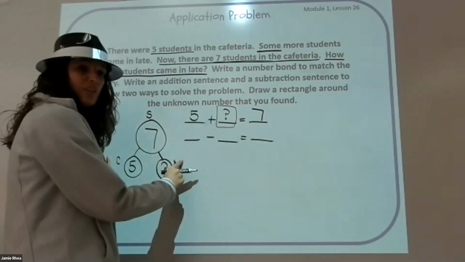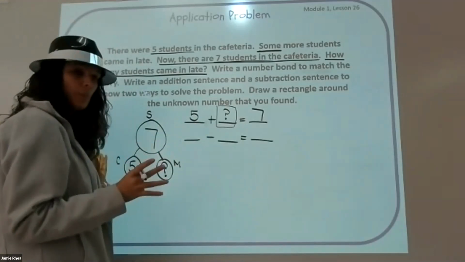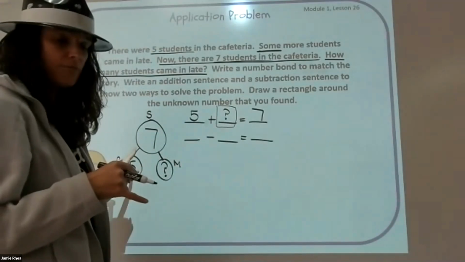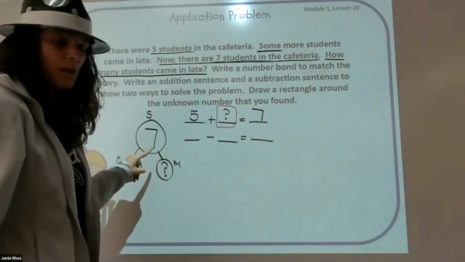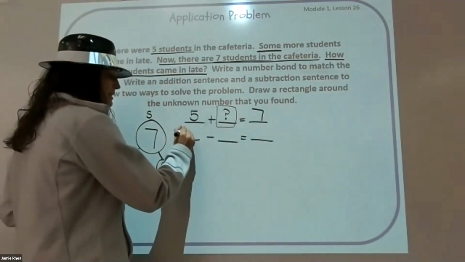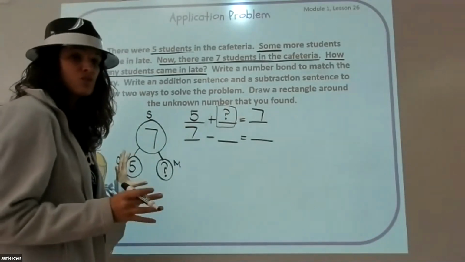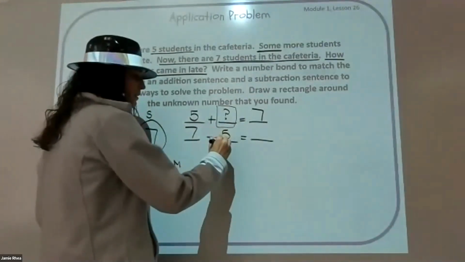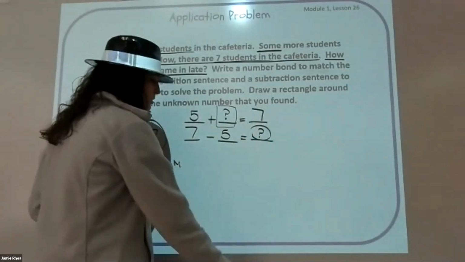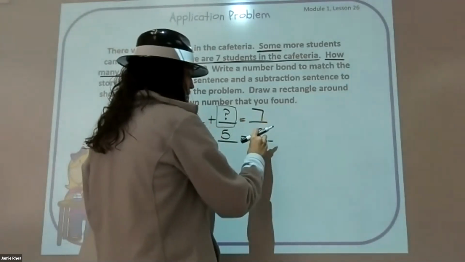Now let's go ahead and fill in our subtraction sentence with what we do know. Remember, with a subtraction sentence, you start with your biggest number that you have. So looking at my numbers here, the biggest number I have is my 7 in my total. So I'm going to say 7 students were in the cafeteria altogether. 5 started in the cafeteria and some more came along. So, oh, I don't want a circle. I want to make a rectangle. My bad. Let's fix that.